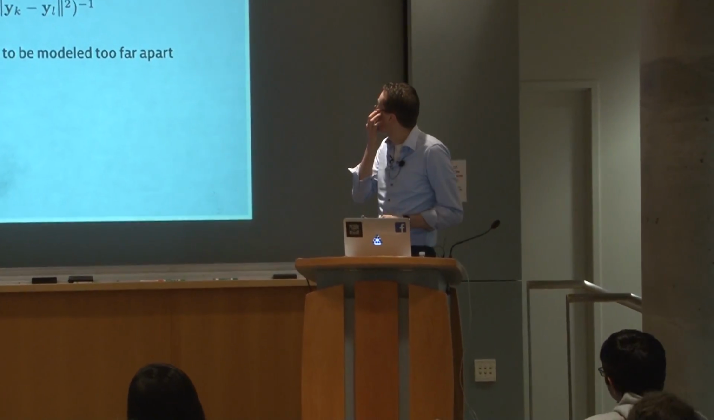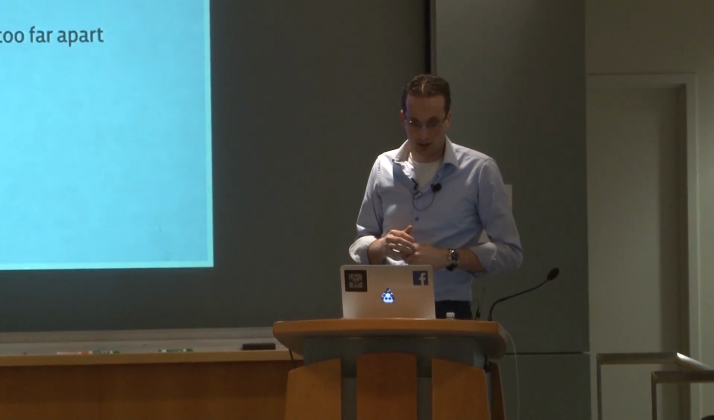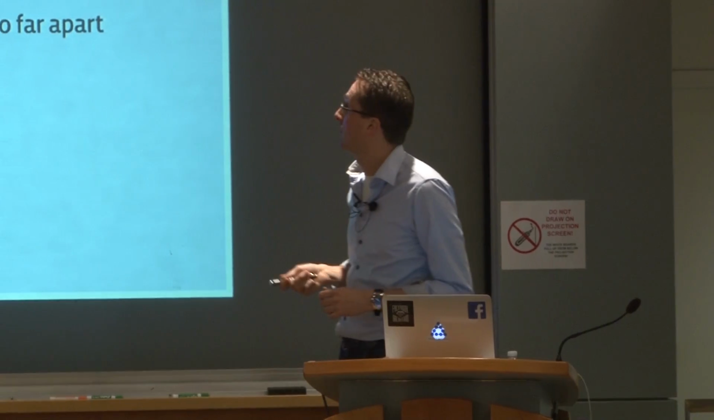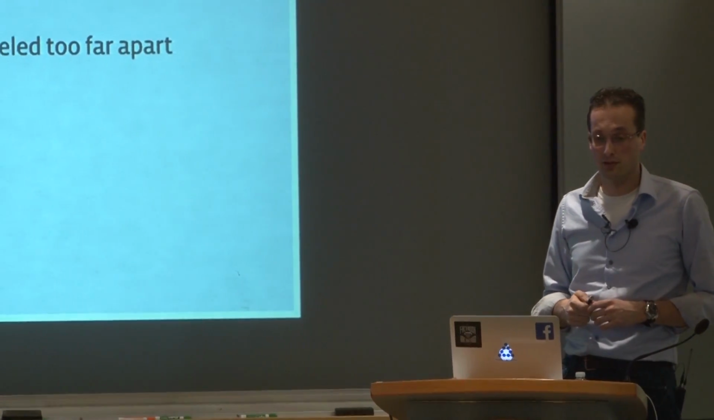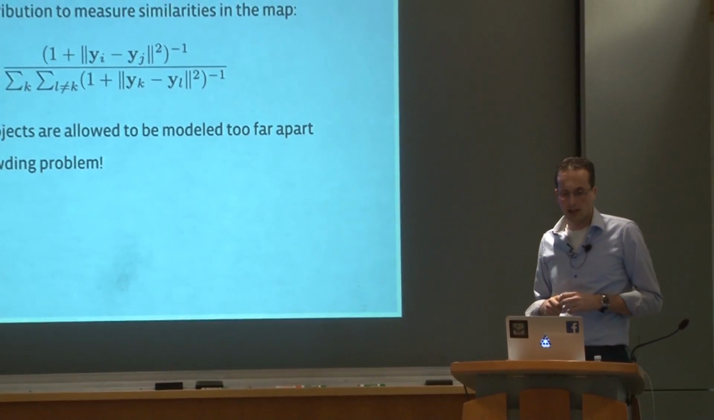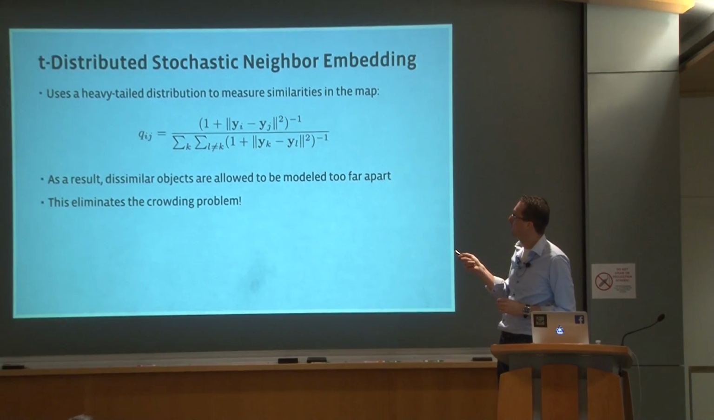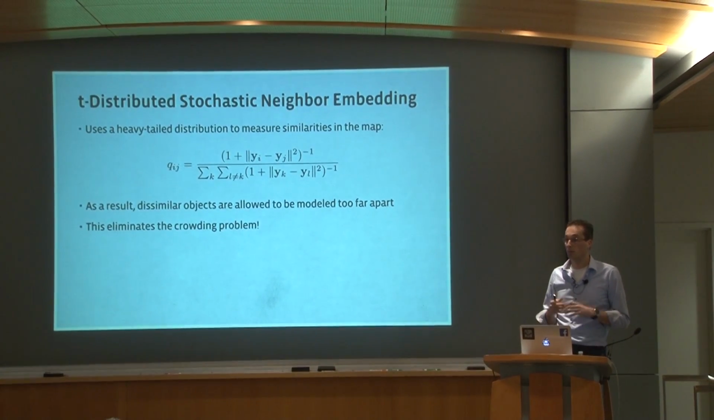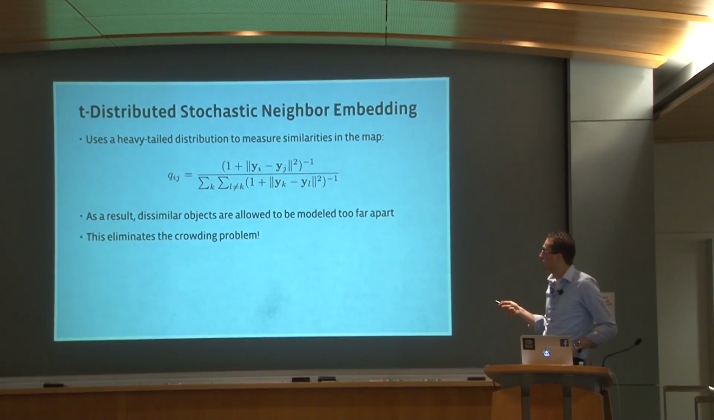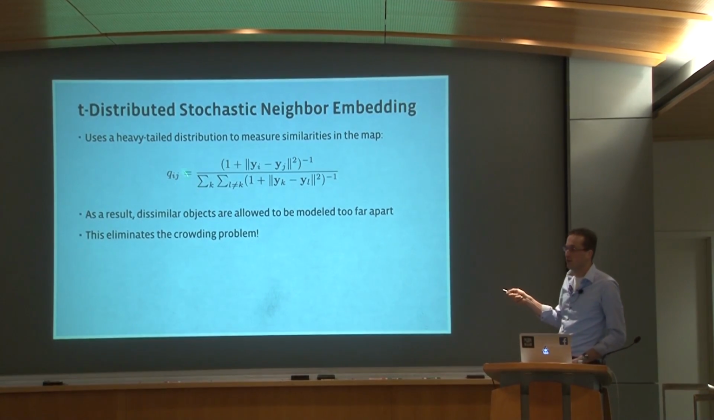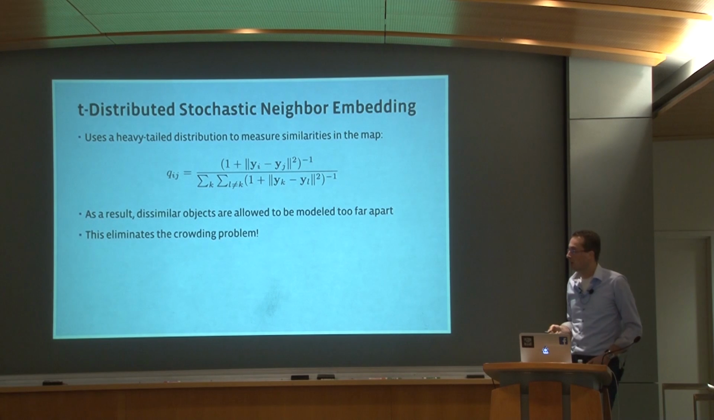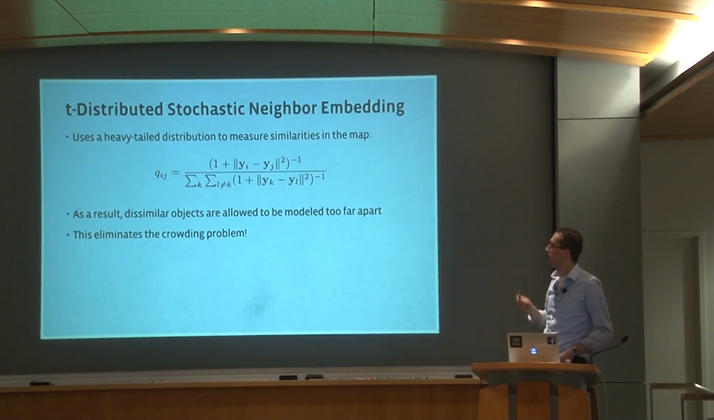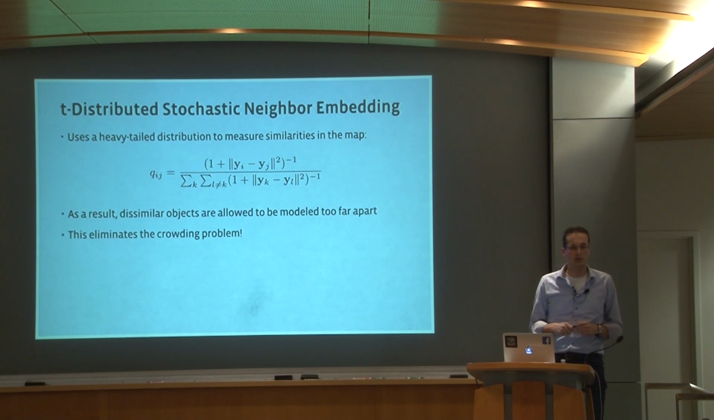So here's the solution that we came up with to address this problem. This is a technique called t-distributed stochastic neighbor embedding, or t-SNE. The idea here is to use a different distribution in the map to measure similarities. So we're going to redefine these Qij probabilities to not be measured by a Gaussian distribution, but by a t-distribution with 1 degree of freedom.